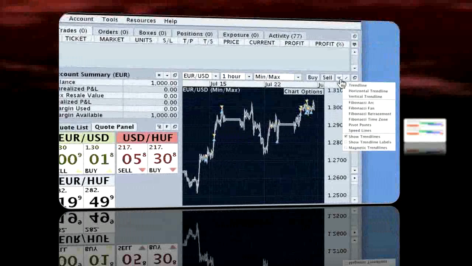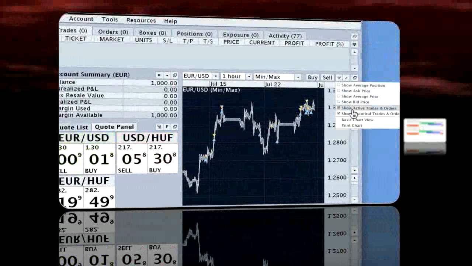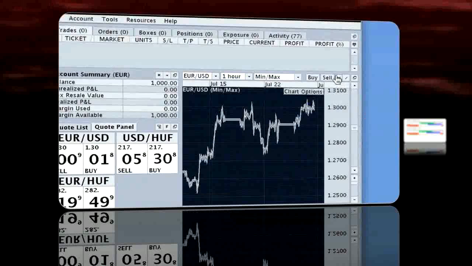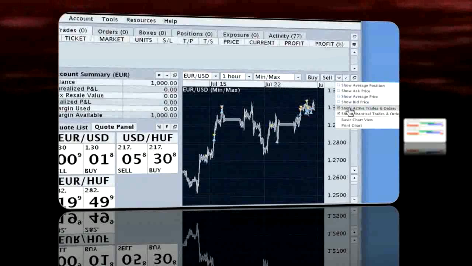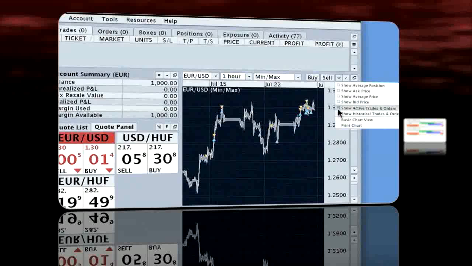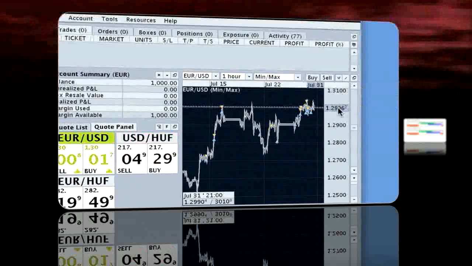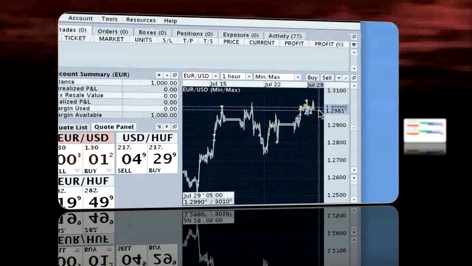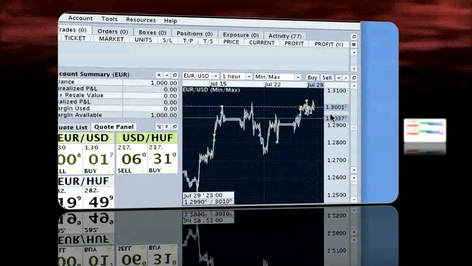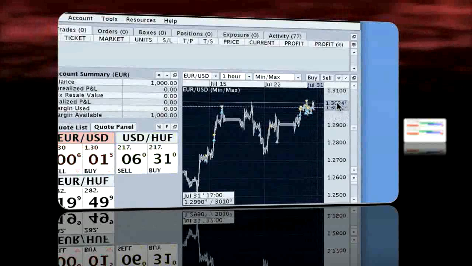Let's review a few more settings. Let's try Show Historical Trades turned off. All the arrows disappear, and turned back on, all the historical trades will reappear. Next, Show Active Trades. I recommend keeping this on all the time. Finally, Show Average Price is also recommended to be kept on. This will put a dashed line on the graph exactly where the current price is.